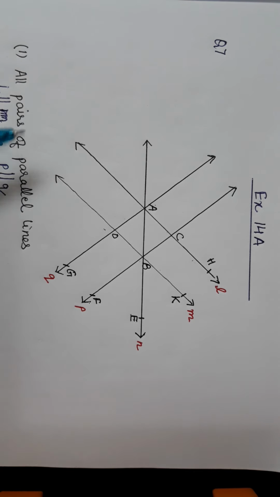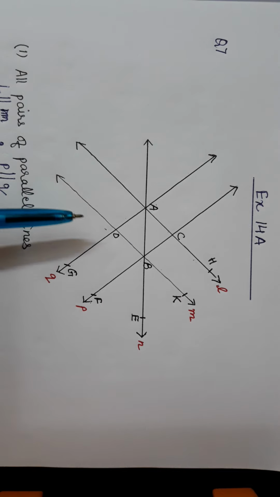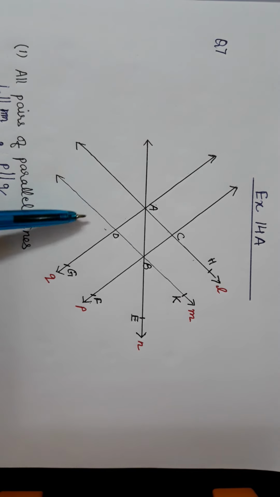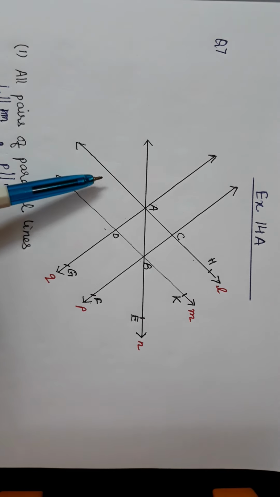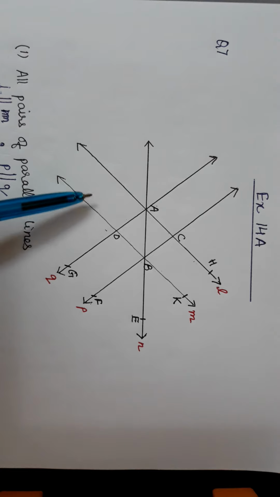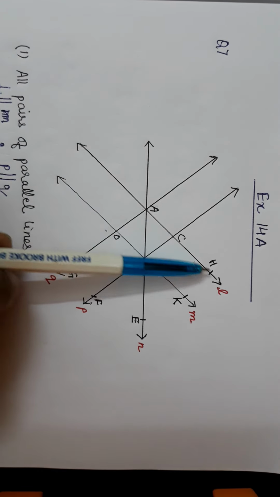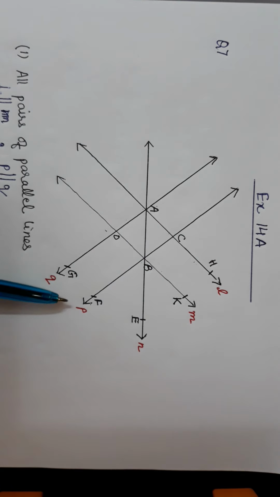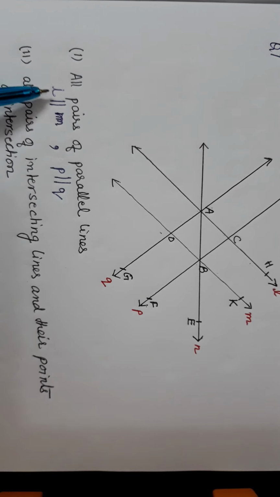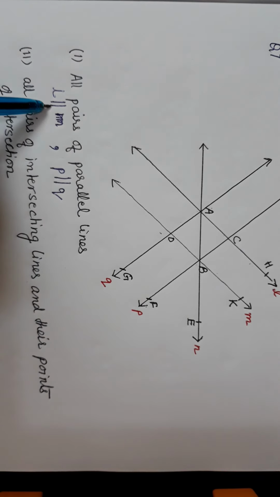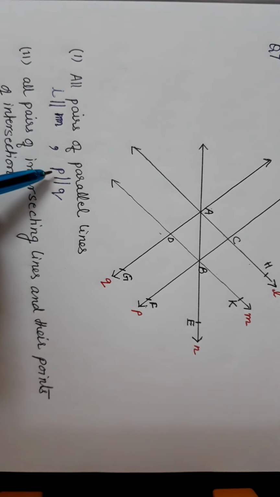Question number 1 is that we have to find out all pairs of parallel lines. We know what is the meaning of parallel lines. If two lines running along in the same plane do not meet at any point, they are parallel lines. So in this given figure, we have two sets of parallel lines. One is line L and M and the other one is line P and Q. How do we write? Here we write it like this: line L is parallel to line M, and line P is parallel to line Q.